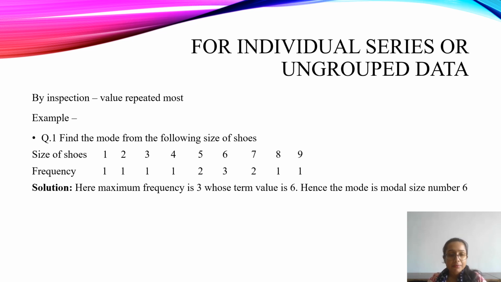Just like for example, here the size of shoes and the frequency is given. So there are different kinds of sizes and then the frequency. Here the largest frequency is 3, right? And the size of the shoes is 6. So 6 is your mode. Okay, so the number which has the highest frequency, that is called your mode.